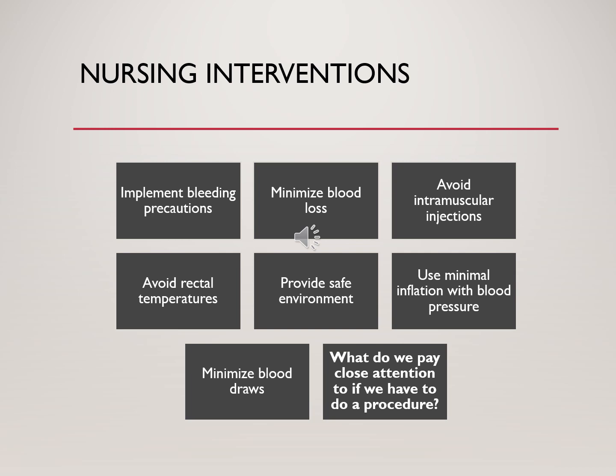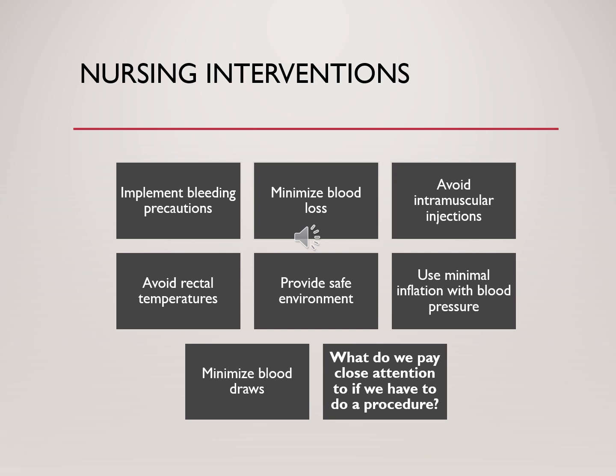We want to avoid rectal temperatures, enemas, suppositories, and douches. These procedures can tear thin mucosa of the rectum, anus, and vagina, leading to bleeding. We also want to make sure the patient is not straining while they defecate. So how do we ensure that they're not straining? This would be a good time to use our daily stool softener. Provide a safe environment. We want to keep the patient's room clutter-free to minimize patient injury that can lead to bruising.